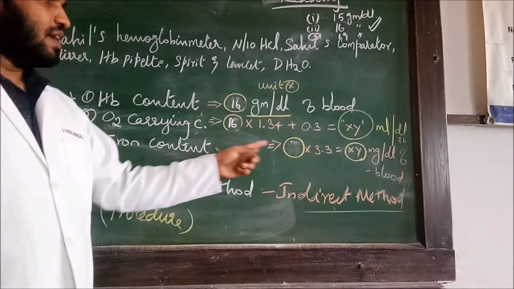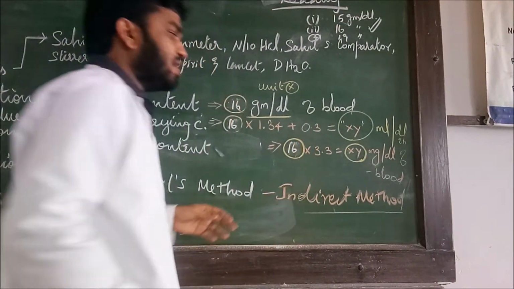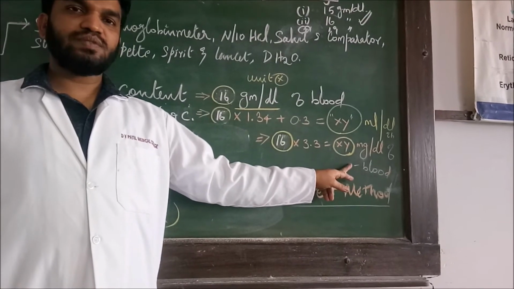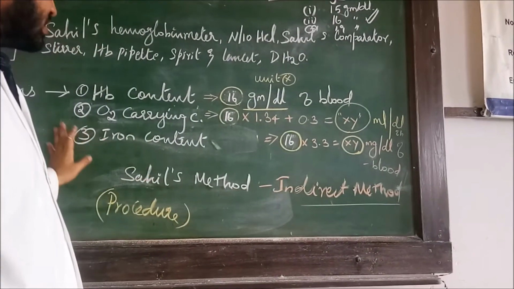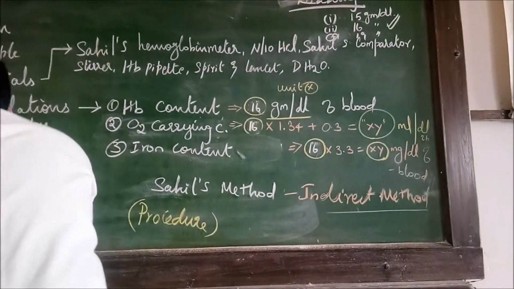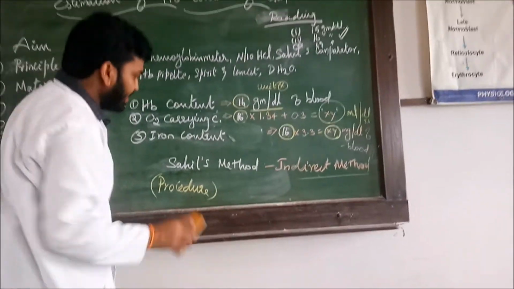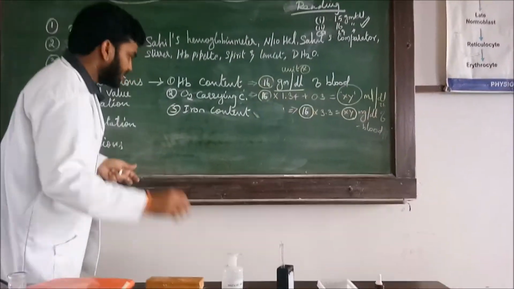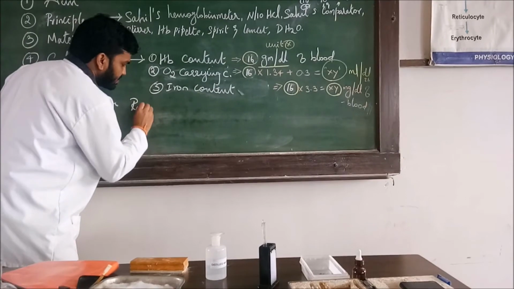Iron content, again 16 I have got, into 3.3. What is the value that comes? You just put it in the comment box. So this is the calculation, very very simple. And finally we are going to write that is our result.